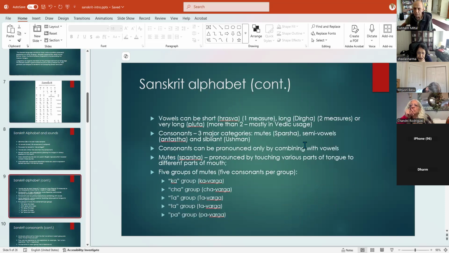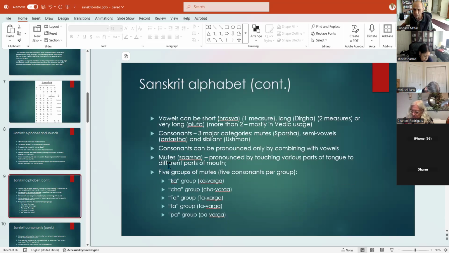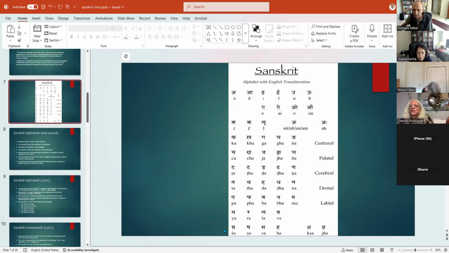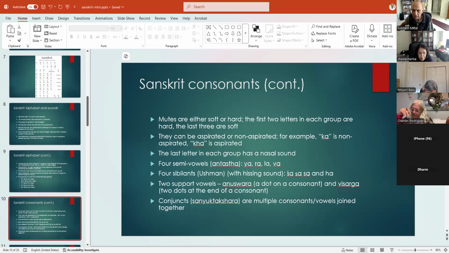Okay, so the semi-vowels, remember the semi-vowels? Ya, ra, la, va, that's the semi-vowels. And the next category is sibilants, ushman. Sibilants is where we make a sound, that's the hissing or the hot sound, where soft, hot air comes out. Sha, sha, sa, ha. Okay, they are called sibilants in English. Okay, so then anything else here?